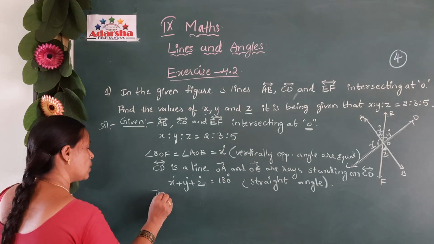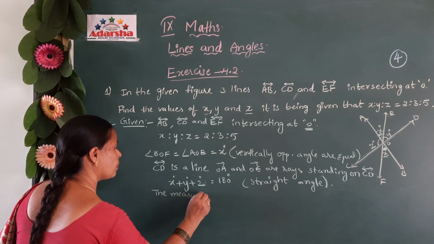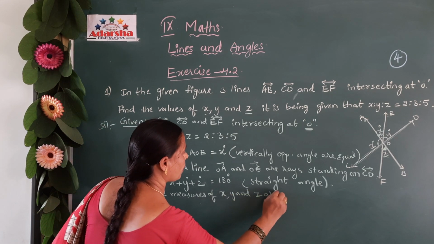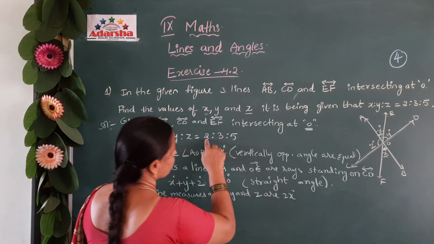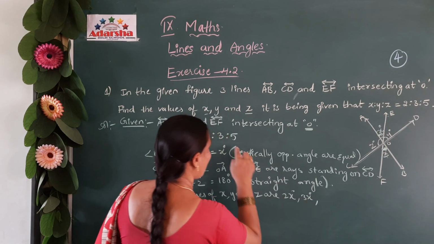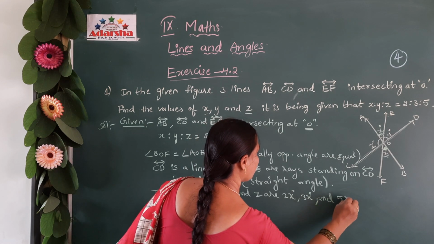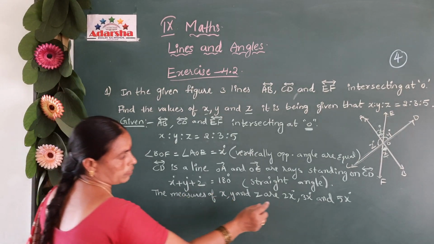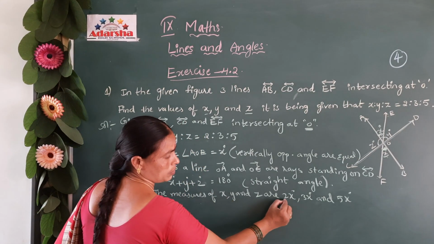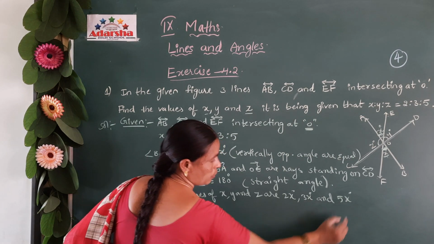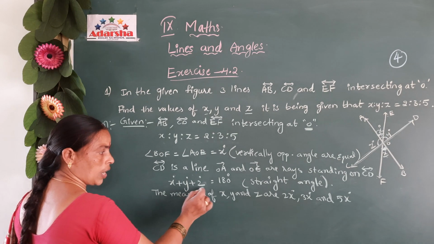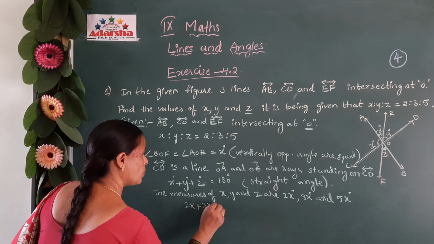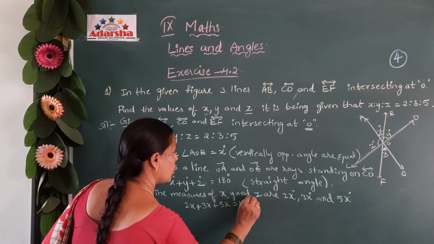The measures of X, Y and Z are 2x degrees, 3x degrees and 5x degrees. Why? Because the ratio of X is to Y is to Z they gave is 2 is to 3 is to 5. So the measures become 2x degrees, 3x degrees and 5x degrees. So by adding these three angles, what do we get? 180 degrees. So 2x degrees plus 3x degrees plus 5x degrees is equal to 180 degrees.